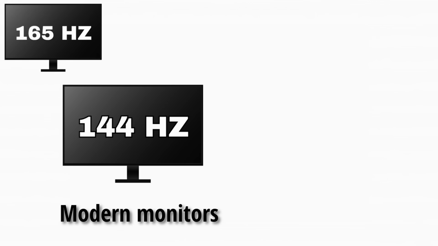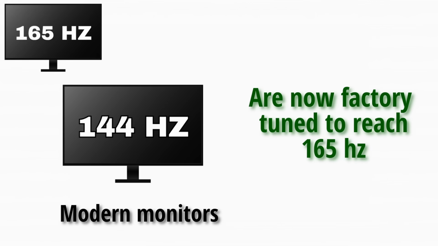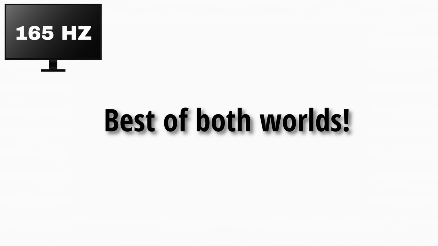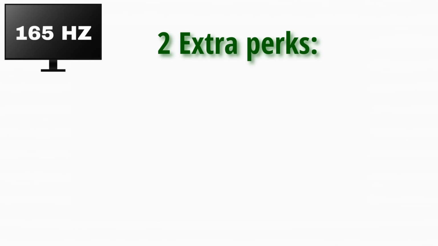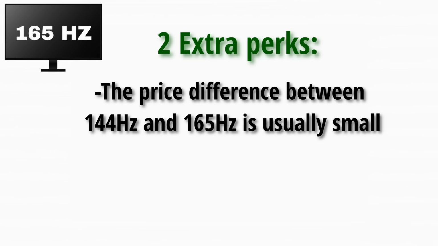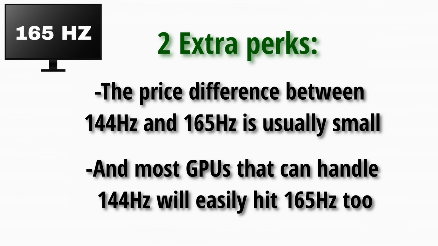Also, many modern 144 hertz panels are now factory tuned to reach 165 hertz, so you're basically getting the best of both worlds. Two extra perks. The price difference between 144 hertz and 165 hertz is usually small, and most GPUs that can handle 144 hertz will easily hit 165 hertz too, so you're not losing performance.